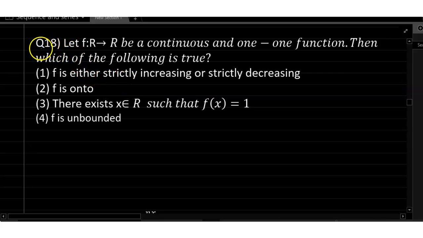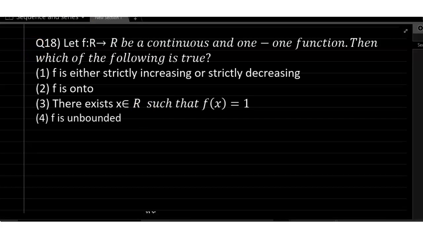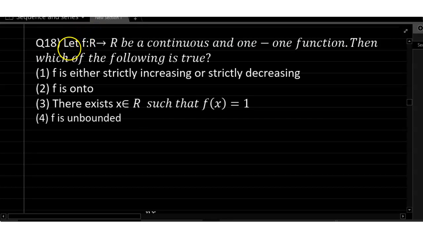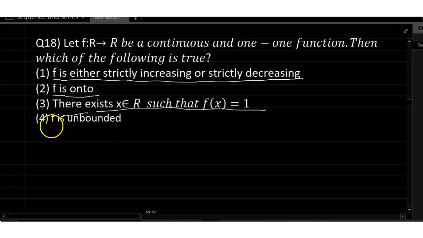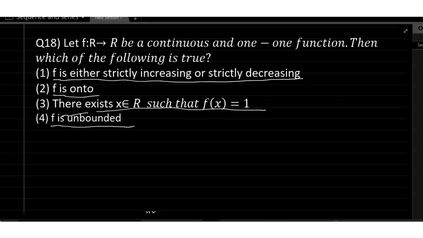After that friends, let f from R to R be continuous and one-one function, then which of the following is true? So friends, the next problem is, let f from R to R be continuous and one-one, then which of the following is true? f is either strictly increasing or strictly decreasing; f is onto; there exists x belonging to R such that f(x) is equal to 1; and f is unbounded. So friends, this is a very nice problem.